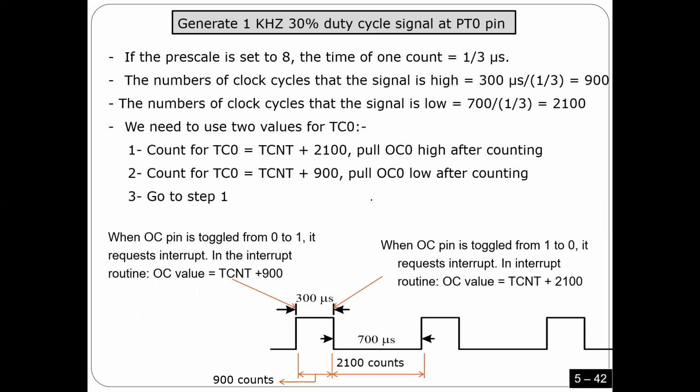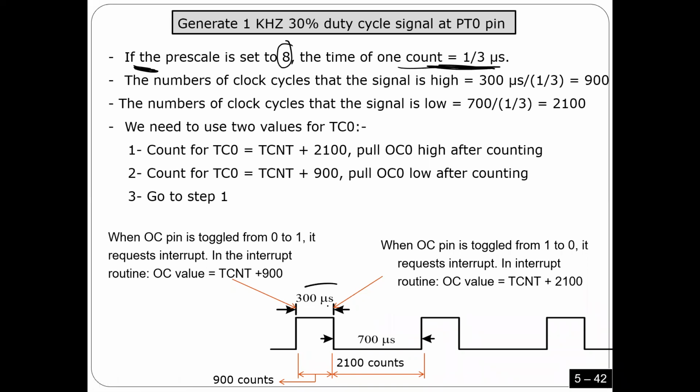Now I'm going to move to output compare. For output compare here, I'm going to explain a program to generate a signal like this one, right? As I told you, the first thing you have to do is select a prescale. For example, I selected a prescale of 8, and then you have to calculate the time of one count, which is 1/3 microsecond. Then I want to generate a signal this way, as you see here. So you have to convert the time into number of counts.